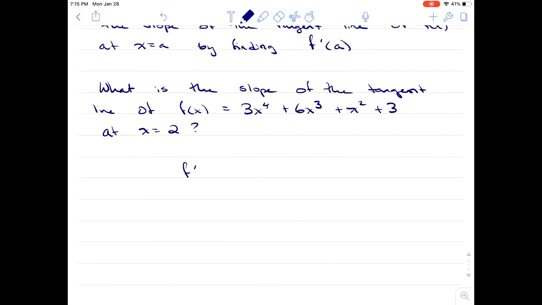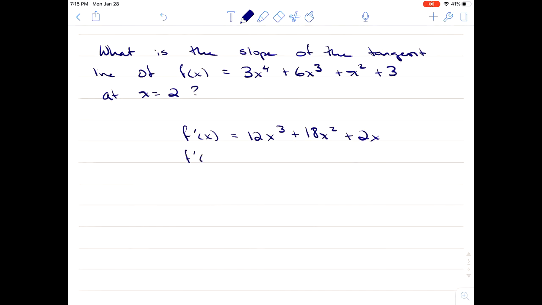Well, first we have to find the derivative. Right? F prime of x is, and what we said was, 12x to the 3 plus 18x squared plus 2x. We already found it. So then f prime at 2, to find the slope of the tangent line at x equal to 2, you can plug in x equal to 2 into the derivative. So 12 times 2 to the 3 plus 18 times 2 squared plus 2 times 2.